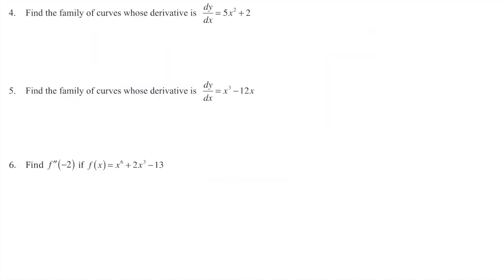Now we're working backwards. It says find the family of curves whose derivative is dy dx equals 5x squared plus 2. Now normally you take the power, times it to the number at the front, and decrease it by 1 if you're differentiating. But I'm working backwards here because I know the derivative. So what I have to do is work backwards. Now, before I took the power, times it out the front, and then decreased it. So to work in the reverse process, I want to increase the power by 1.